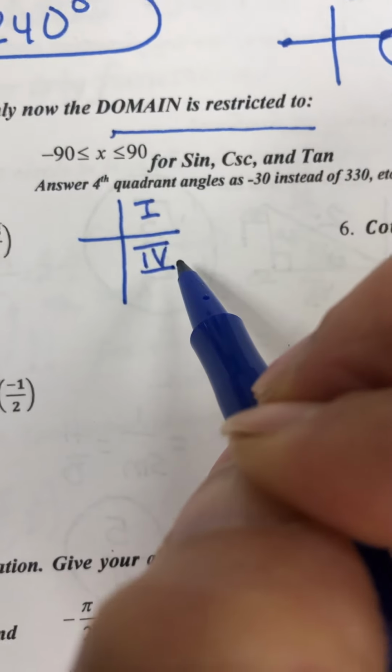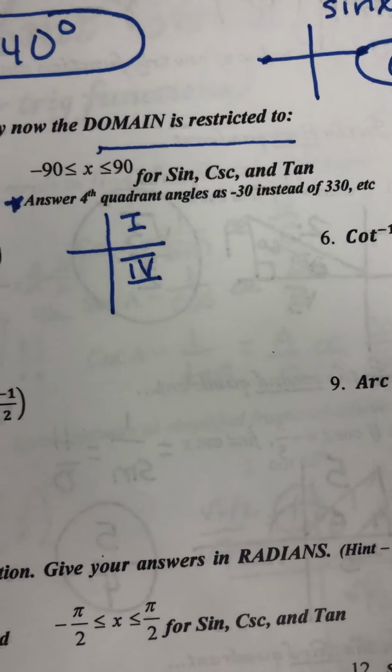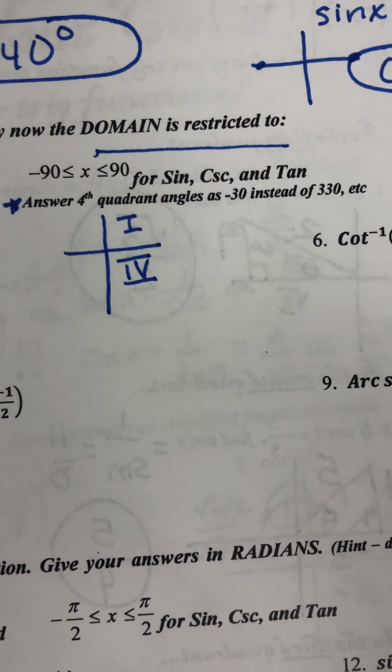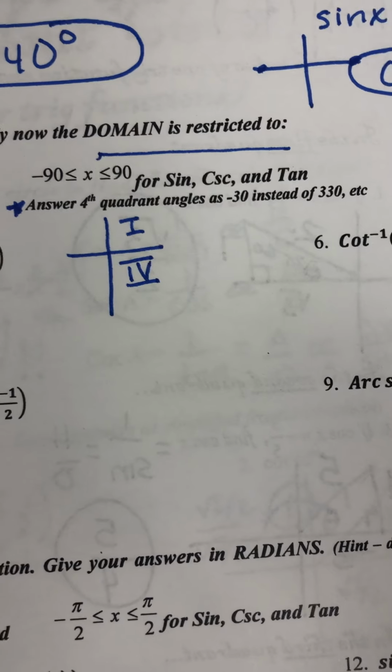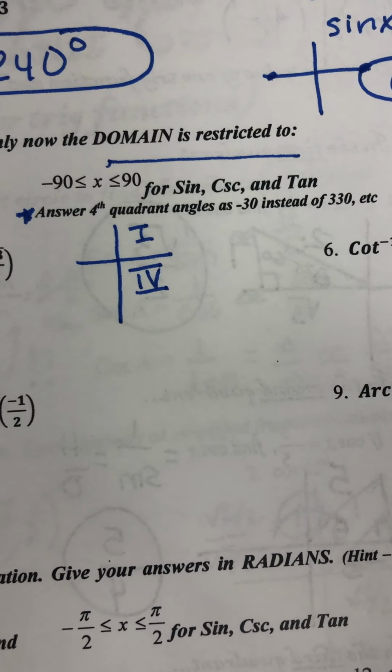First and fourth. And then we have a little aside for the fourth quadrant angles. If it was a 330-degree angle, we're going to say negative 30. If it's a 300-degree angle, we're going to say negative 60. Seems a little strange, but okay. Your calculator actually knows this too, which is interesting.